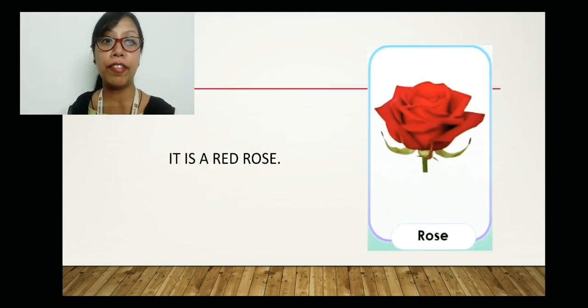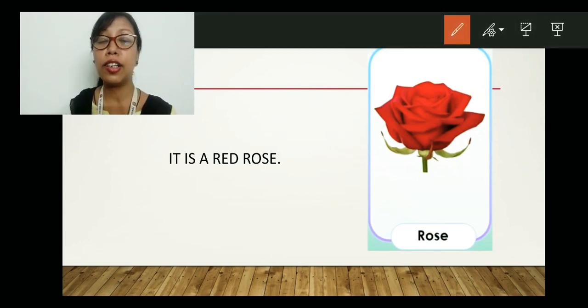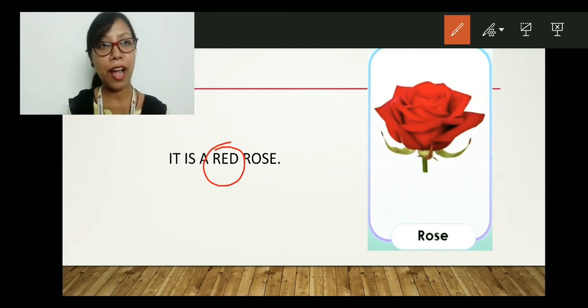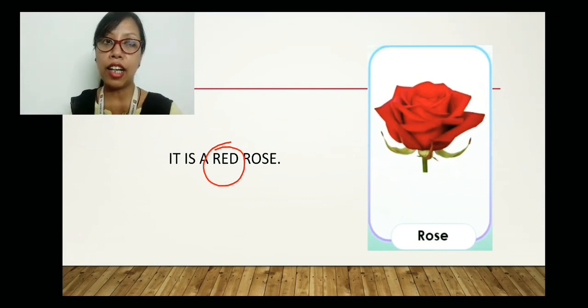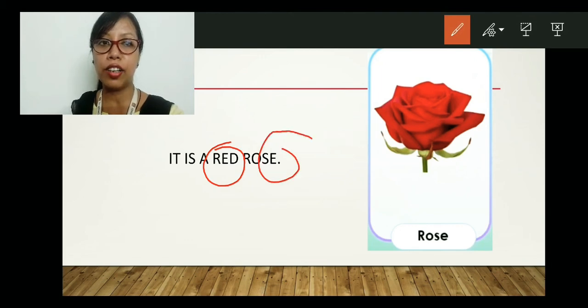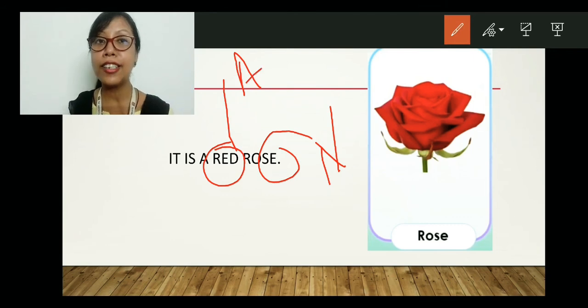In the same way, we have another one. It is a red rose. So what kind of rose it is? There are different colors of roses: yellow, pink, orange, multicolored, right? But I'm not talking about that. I'm talking about the red rose. I'm describing it. What color is it? It is a red rose. So now if you see here, rose is the noun here, and red is the adjective, because the adjective is describing the noun.